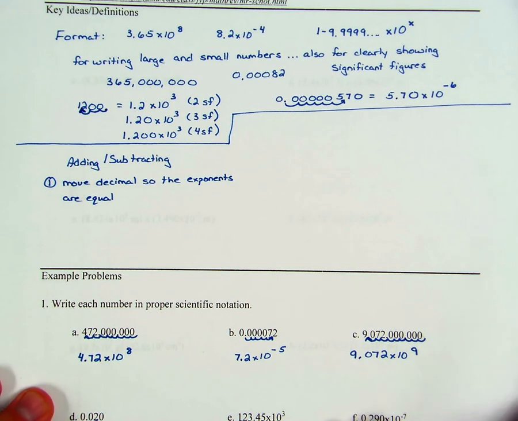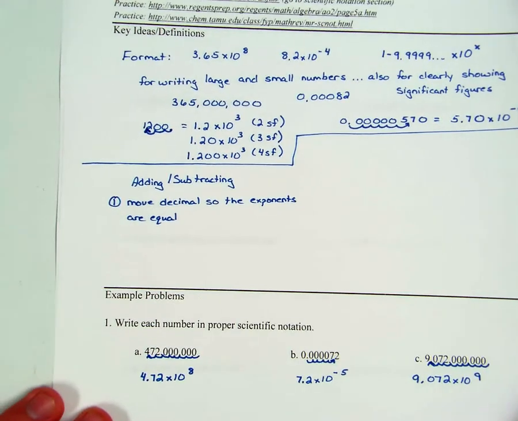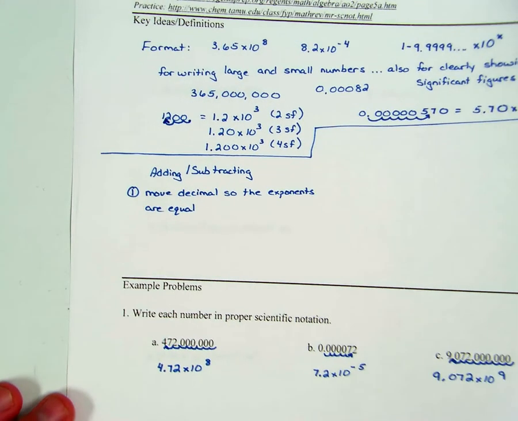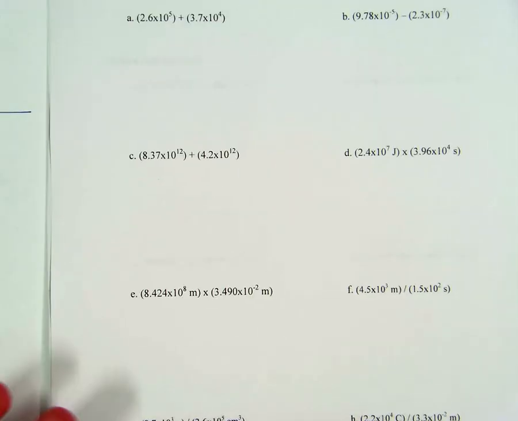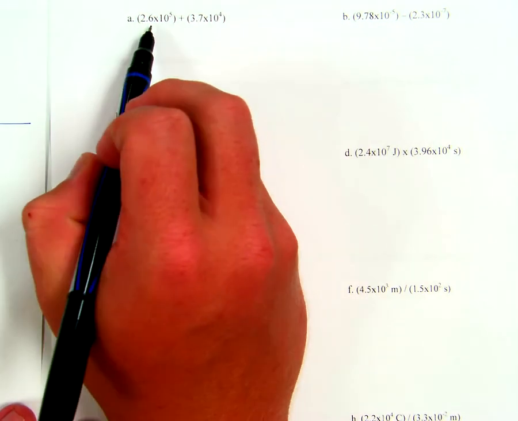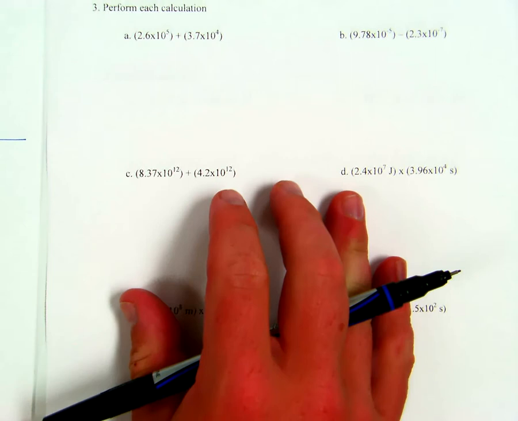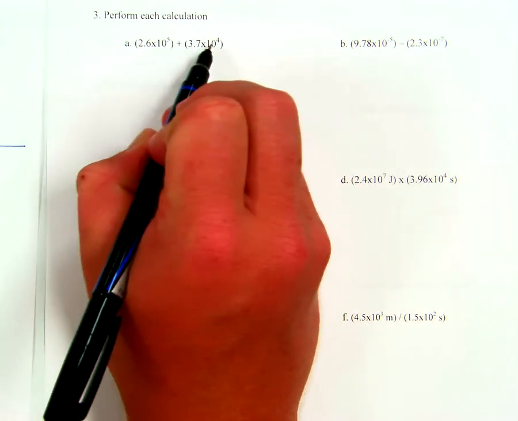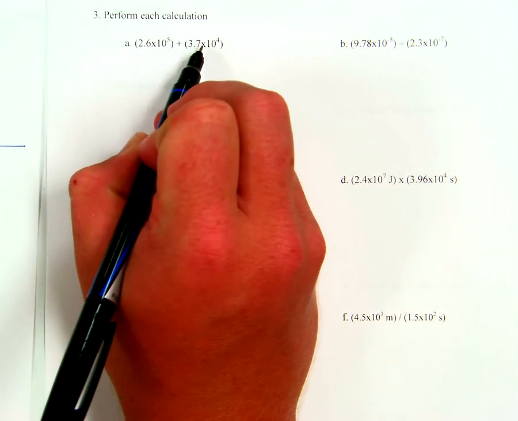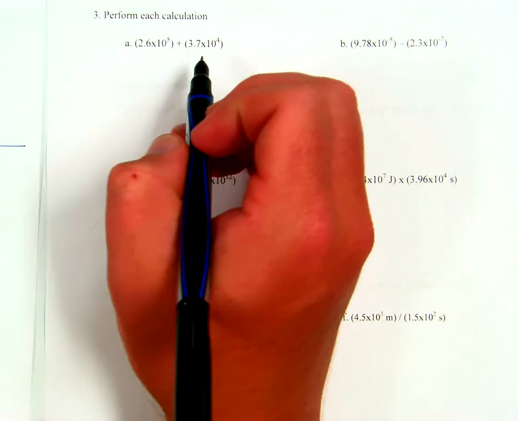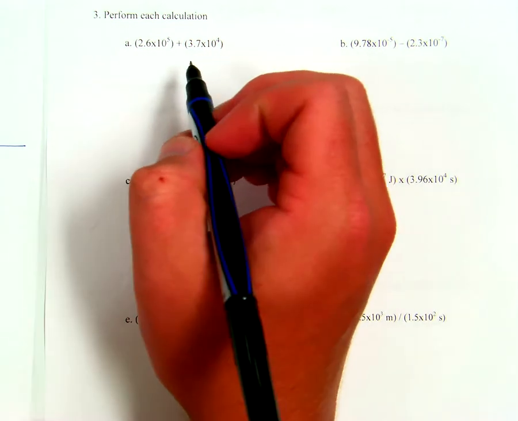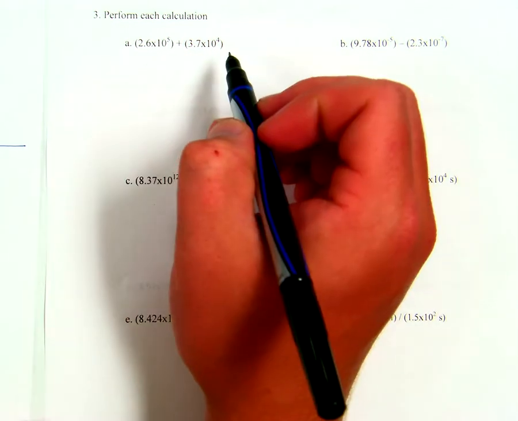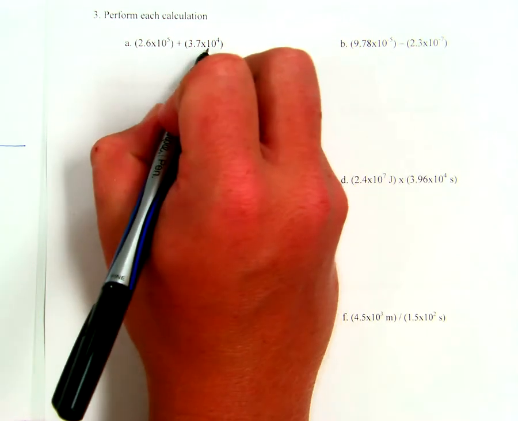Okay, so if we look at the first example problem on number 3 here, on A, we have 2.6 times 10 to the 5th plus 3.7 times 10 to the 4th. Notice the exponents there are different. We need them to be the same. Now it does not matter which one you change, as long as you change one of them so it's equal to the other. I'm going to choose to change the one on the right here. It makes no difference. So I want this 4 to become a 5.